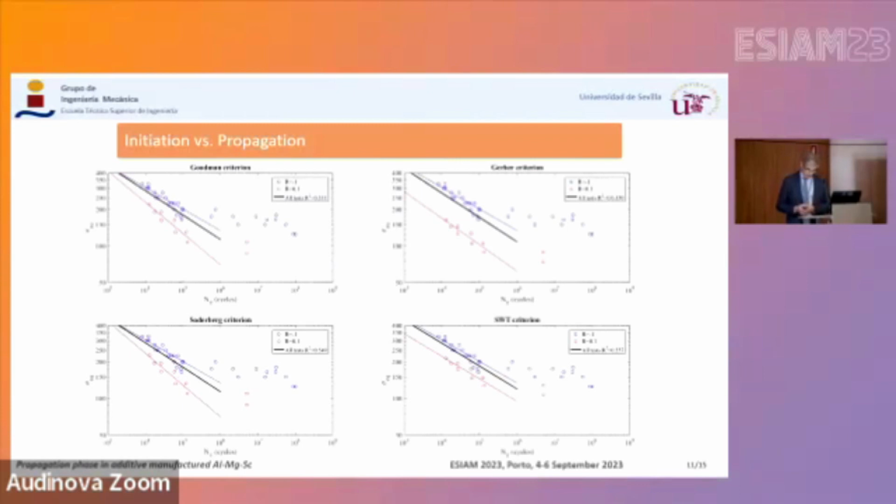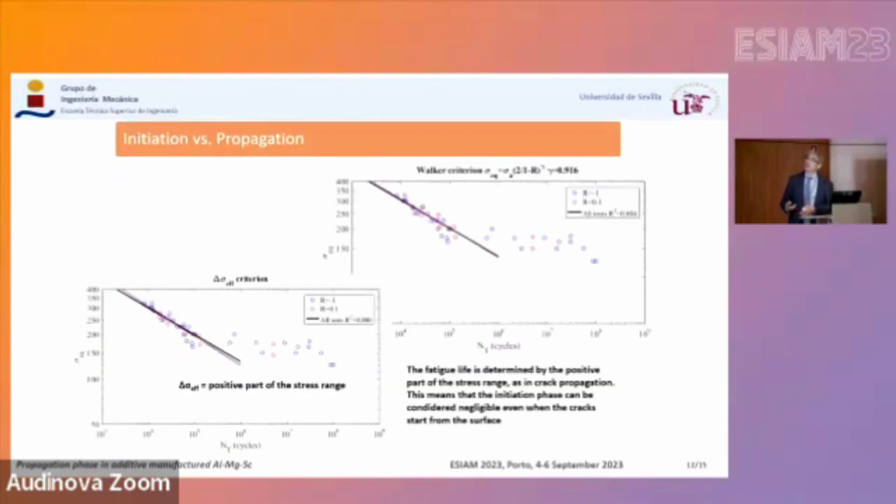And here we have also the fitting of the correlation parameter, which is very low, 0.5. So actually this is bad. So this is with the Goodman. Here, this one is Soderberg, which is very similar to Goodman, and it's also bad. We use Gerber, and it's even worse, 0.3. We use Smith-Watson-Topper, slightly better, but still not good.